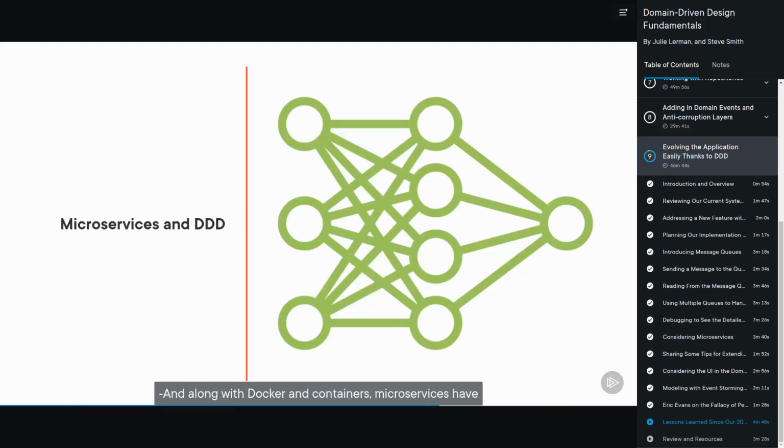And along with Docker and containers, microservices have become a huge buzzword in the industry. Of course, Docker makes it much easier to deploy microservices, and DDD principles really shine when designing them. So all of these things, I think, are really complementary. Definitely. Although I do think some companies are too quick to jump to microservices without fully understanding their domain and where to separate out different contexts.